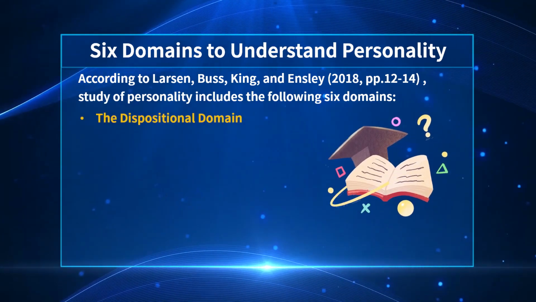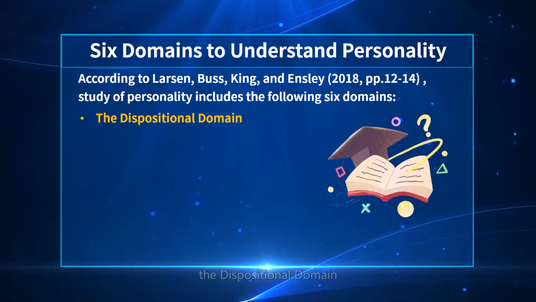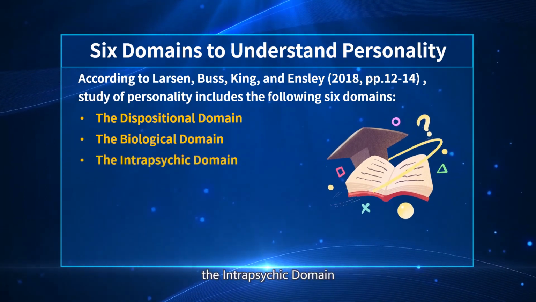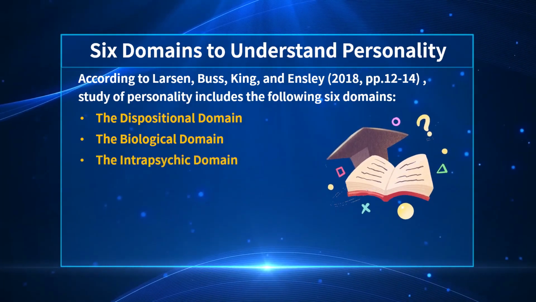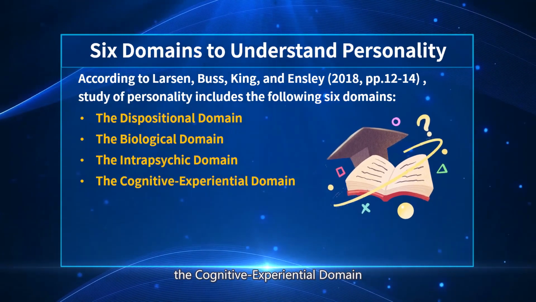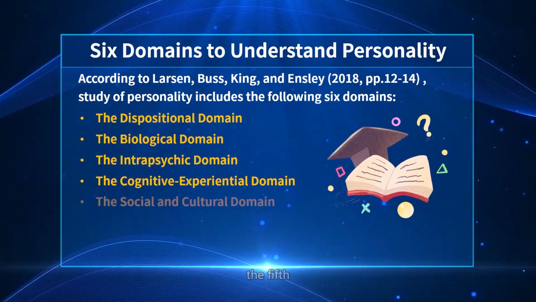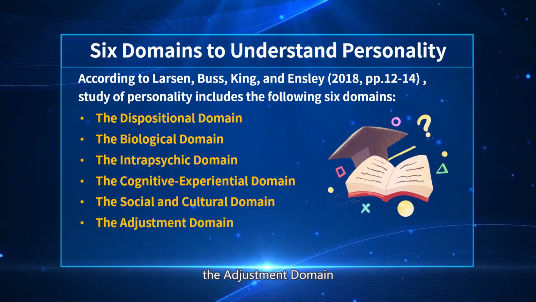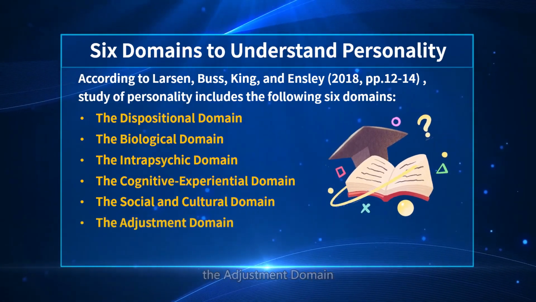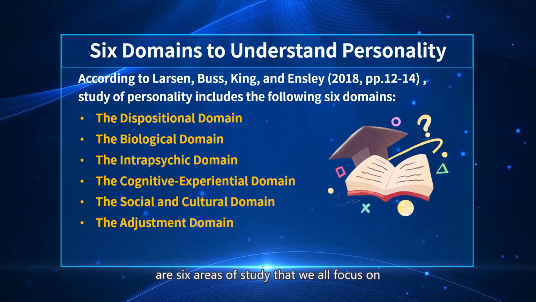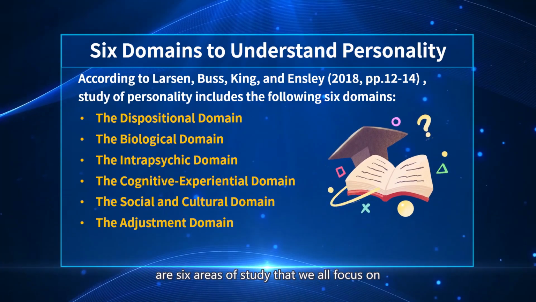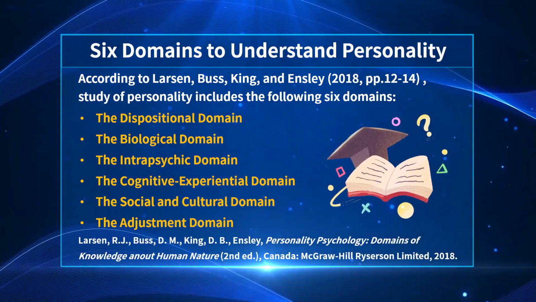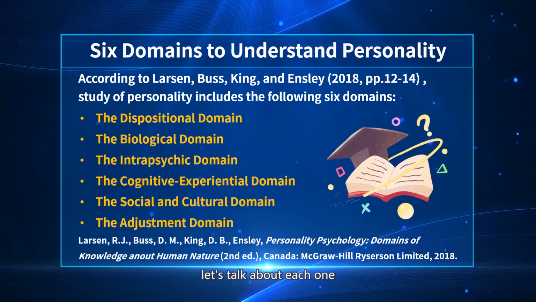First, the dispositional domain. Second, the biological domain. Third, the intrapsychic domain. Fourth, the cognitive experiential domain. The fifth, the social and cultural domain. And the sixth, the adjustment domain. And these are the 6 areas of study that we all focus on to understand personality. Well, let's talk about each of them.